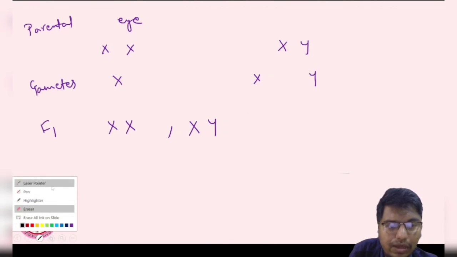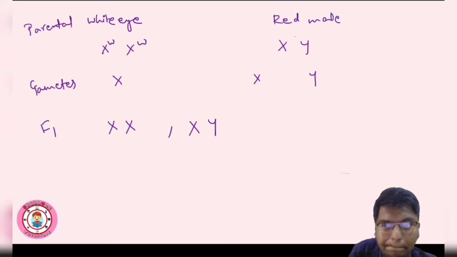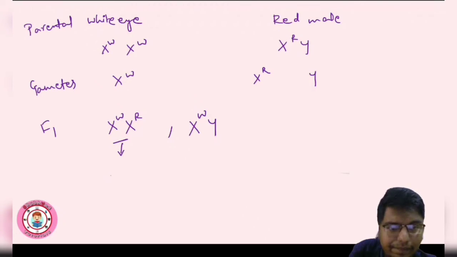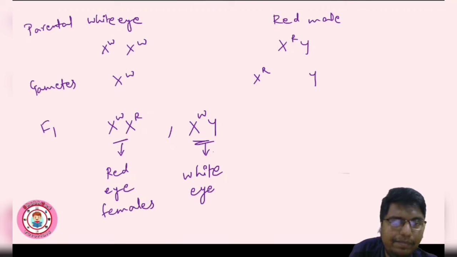Okay, so now what we are seeing is a white-eye female. White eye means XW XW, and here a red-eye male, XR Y. So these are the gametes. Then we will get XW XR, and here we will get XW Y. These are females, right? These females are always red-eye females. So all females will be red eye in the F1 and males will be white eye. This is about the X-linked pattern we are seeing, right?